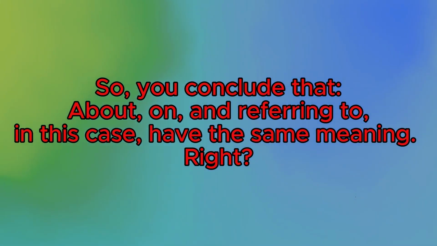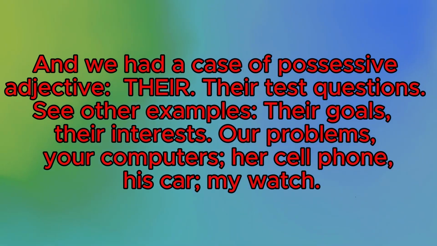But it was also possible to say, they are commenting on their test questions. And they are commenting referring to their test questions. So, you conclude that, about, on, and referring to, in this case, have the same meaning, right? And we had a case of possessive adjective, their test questions. See other examples, their goals, their interests. Our problems, your computers, her cell phone, his car, my watch.